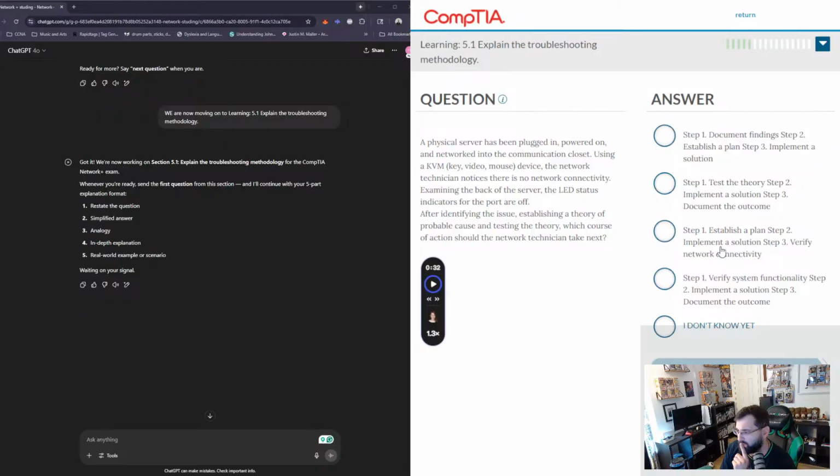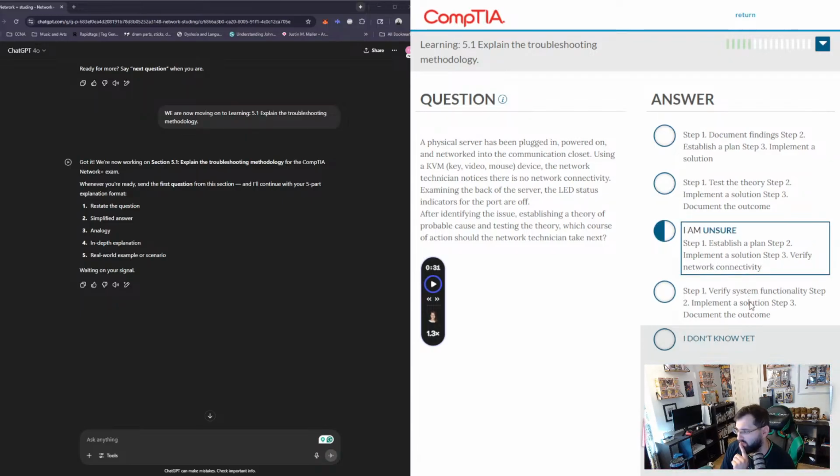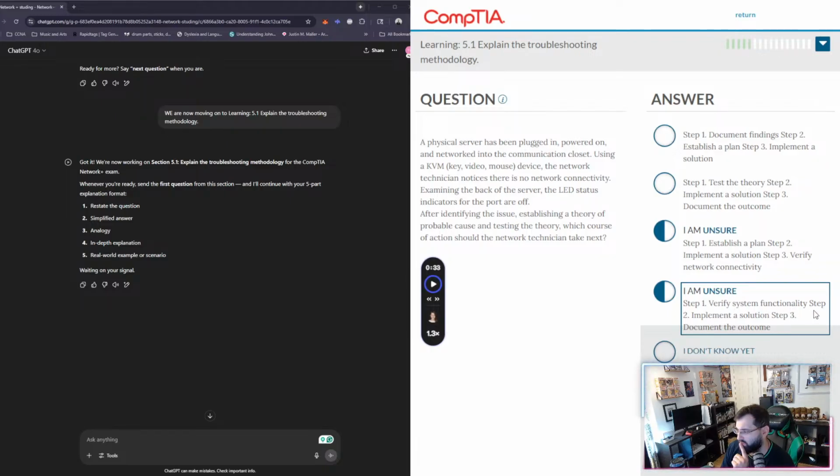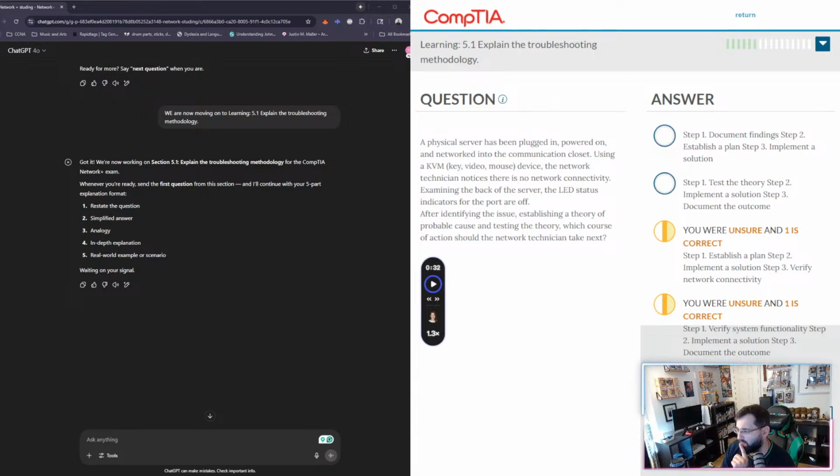I'm going to assume you have a theory, so then now establish a plan, implement a solution, verify network connectivity. I would imagine it's either this one or this one. Verify system functionality, implement a solution, and then document the outcome. Yeah, one of those is correct.